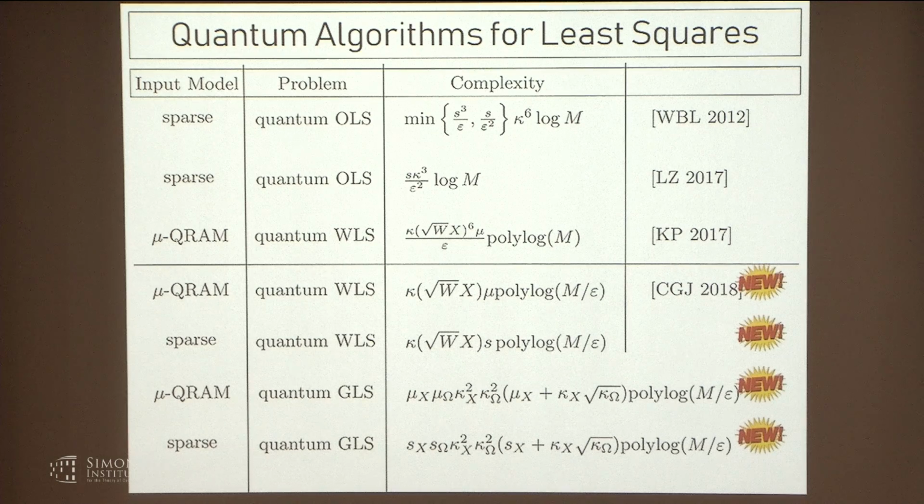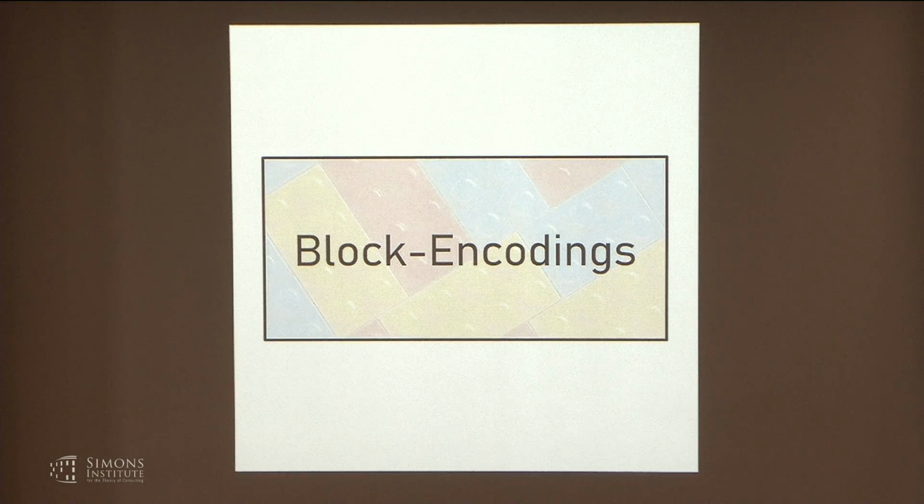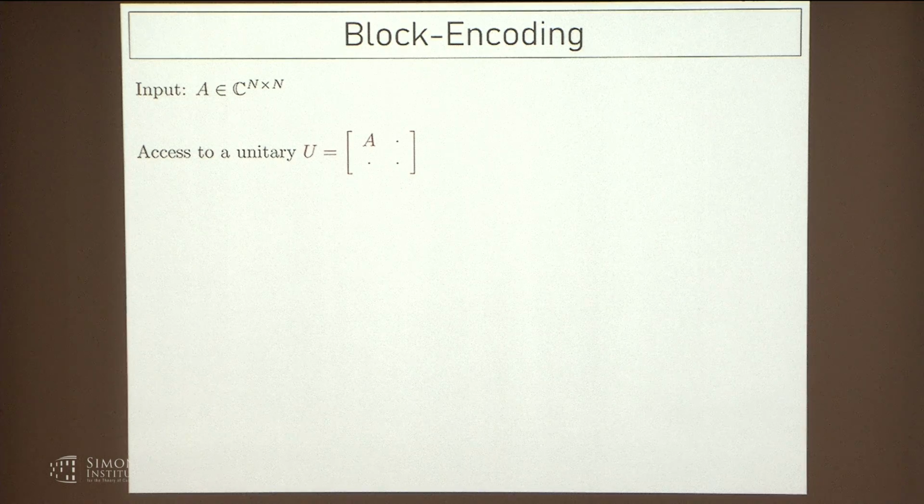Okay, so now that I've managed to state our results, I want to talk a little bit about the techniques that we use. I want to talk more about this block encoding framework that Robin mentioned. I'm going to define another possible input model: you want to solve some problem where at least part of the input is some matrix A, and the way you interact with this matrix is that you have some unitary where A is the top left block. A is not necessarily unitary itself.